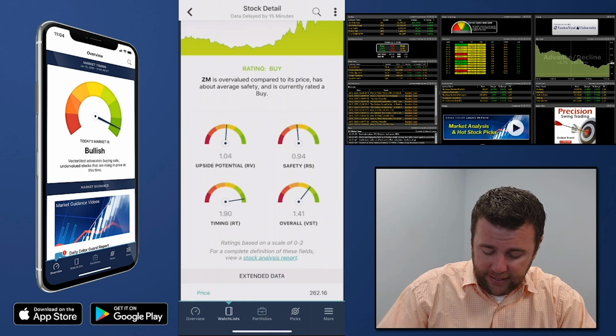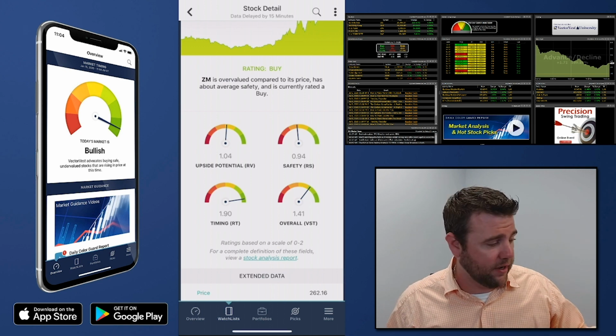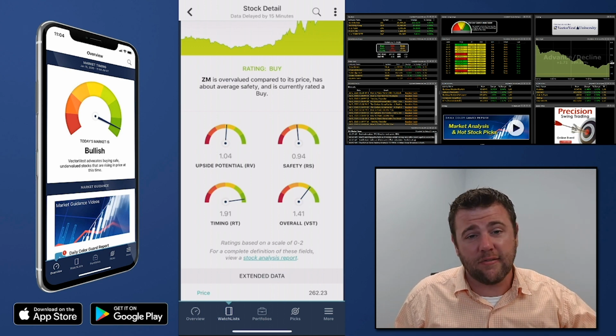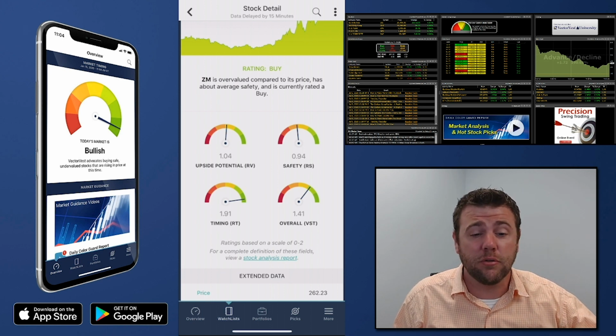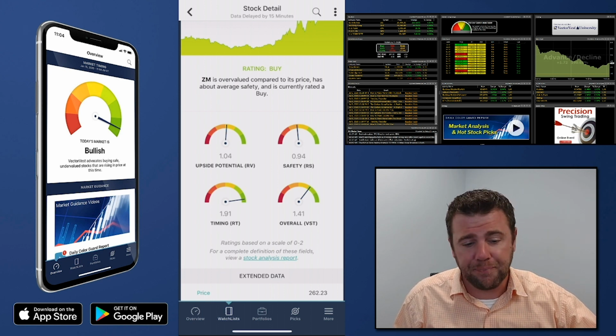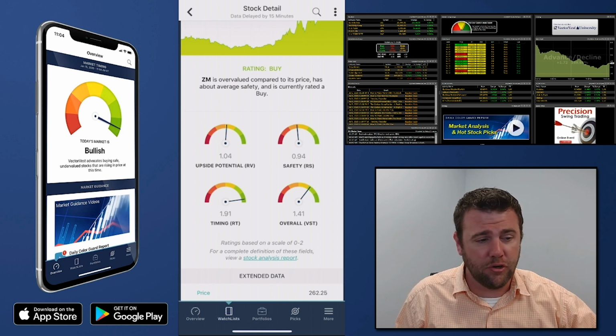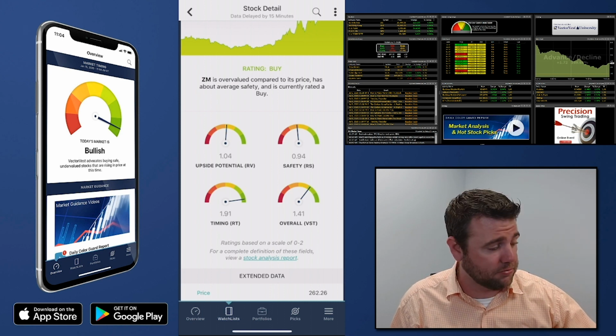And then we get the RT, which is looking at the short-term price trend of it here. And this is looking at not only is the stock in an uptrend or a downtrend, but also the magnitude of that uptrend or downtrend. So above 1 tells us in an uptrend. The closer to 2 it is tells us how strong of an uptrend that is.